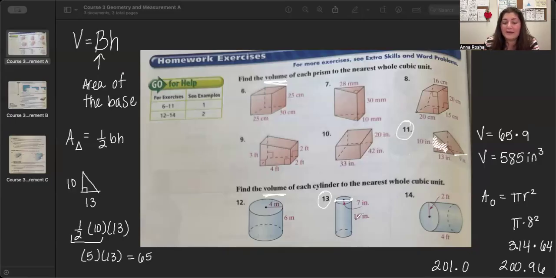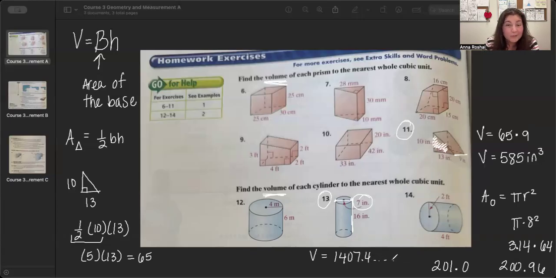Okay, and then I know that the height of my entire cylinder is 7 inches. So I would take that and multiply it by 7. And I would end up with the volume of my cylinder being 1407.4 blah, blah, blah.